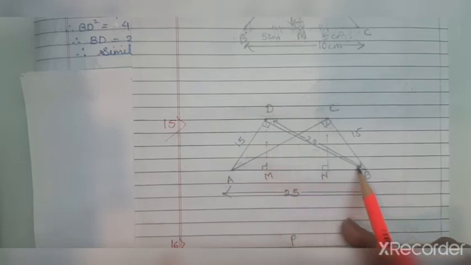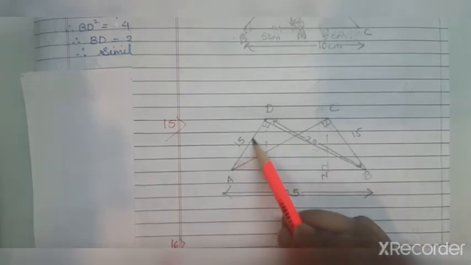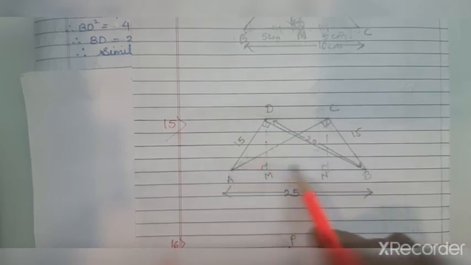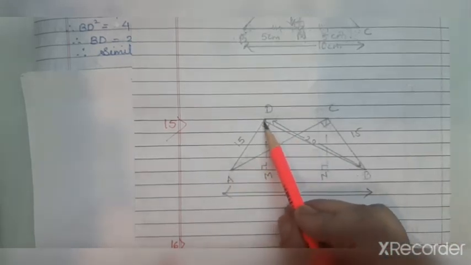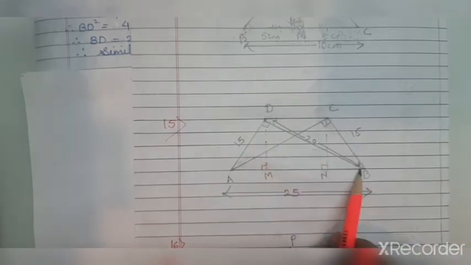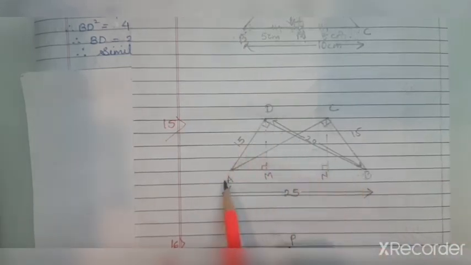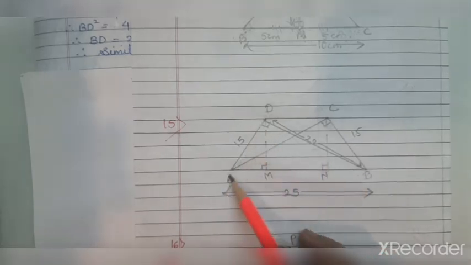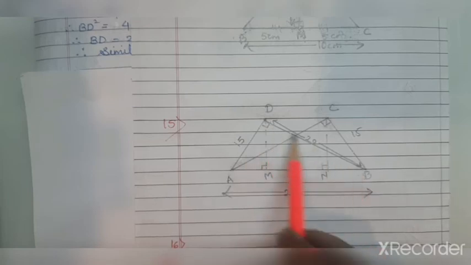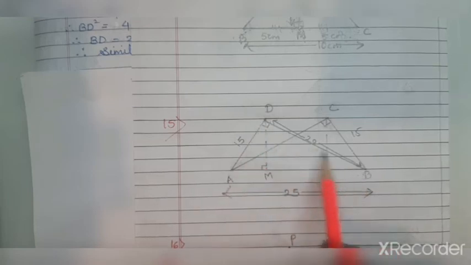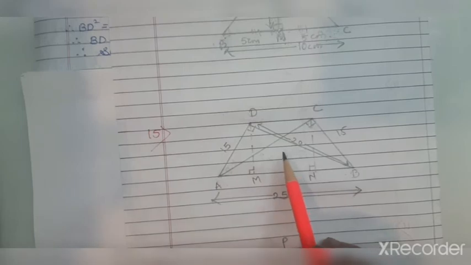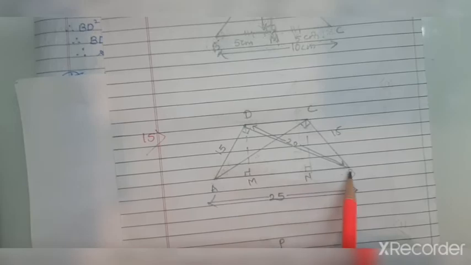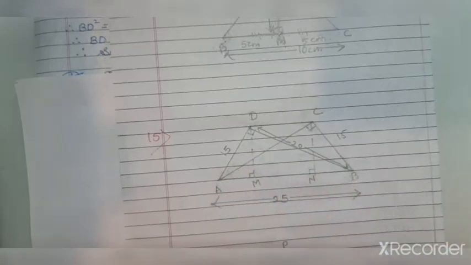After finding BD, now we have found it for this particular triangle, correct? Triangle ABD. Okay, BD we found. Now if you look at the same triangle ABD, if we take AD as the base and BD as the height, can we find the area of this triangle? Yes. In triangle ABD, if AD is the base and BD is the height, we can find the area of the triangle. So we will do it.